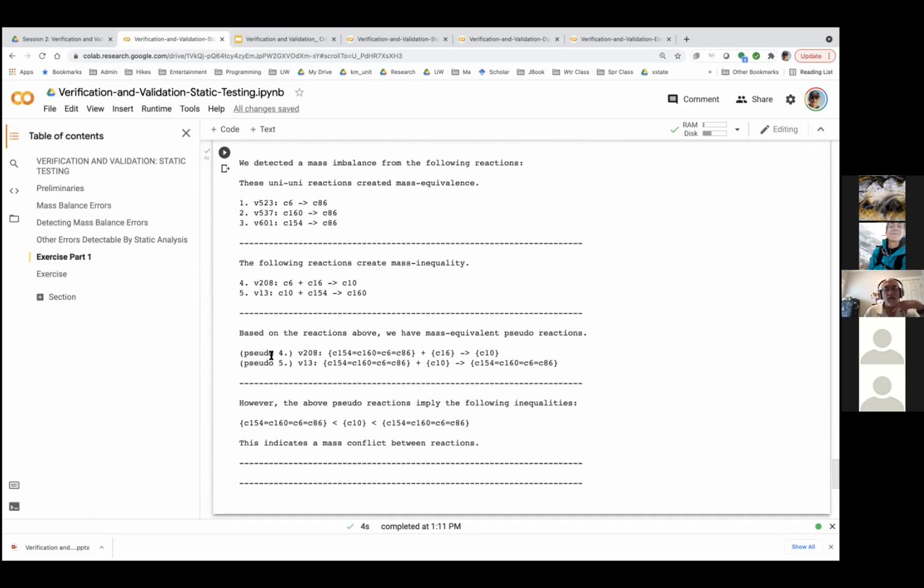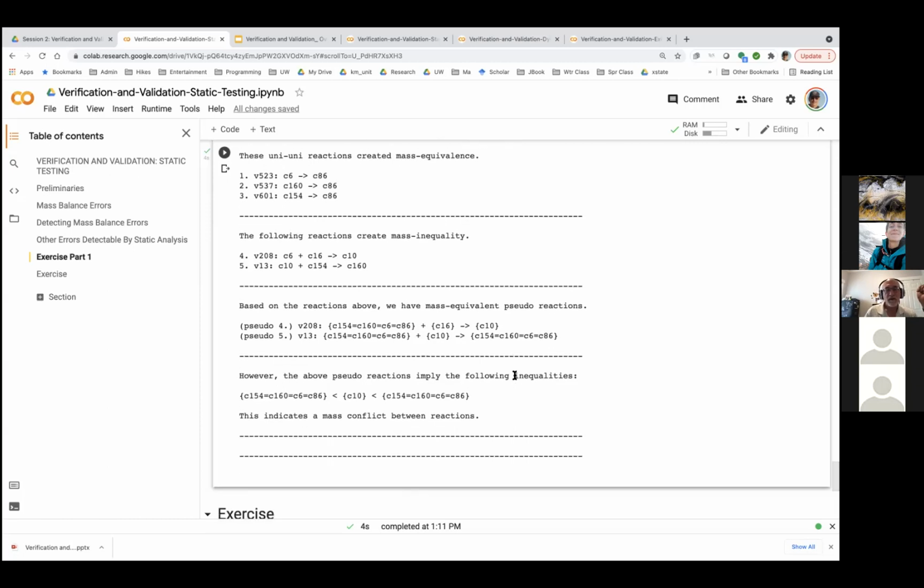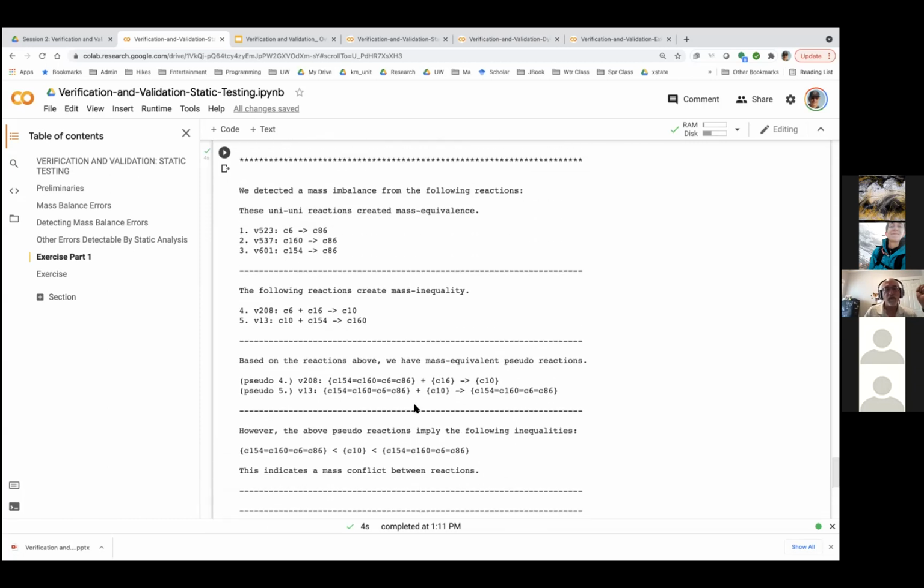I didn't go into a lot of detail about what that is, but basically what the extended algorithm does is it treats these mass equivalent sets as actually new chemical species because they have the same mass. And then you'll see reactions, what are called pseudo reactions, because obviously it's not a real reaction, where we're relating mass equivalent sets to one another. And it gives you, okay, so actually 2 errors it found there.